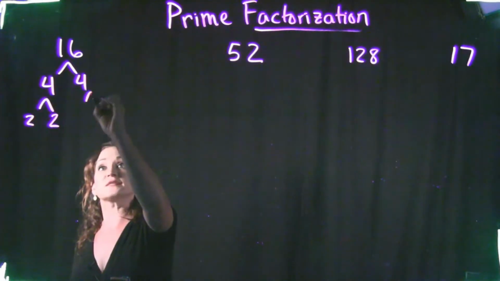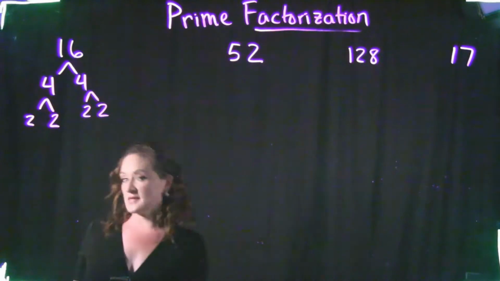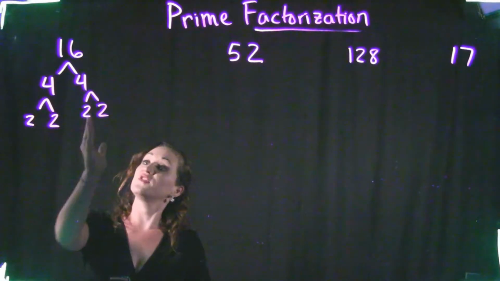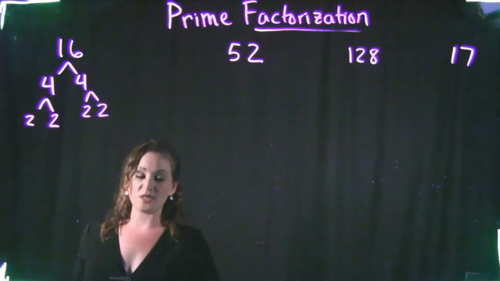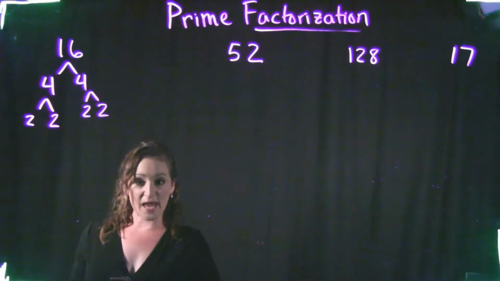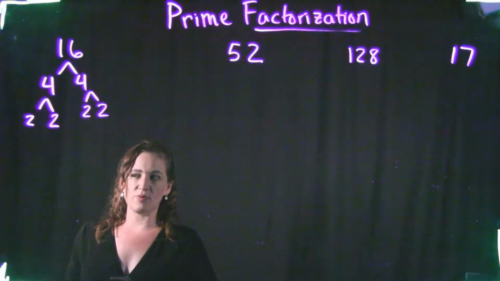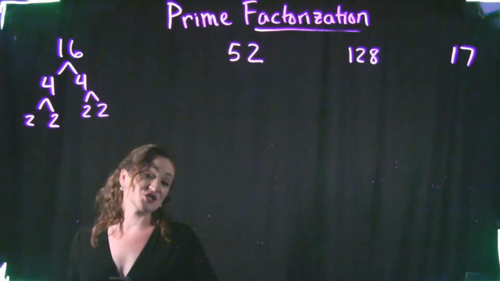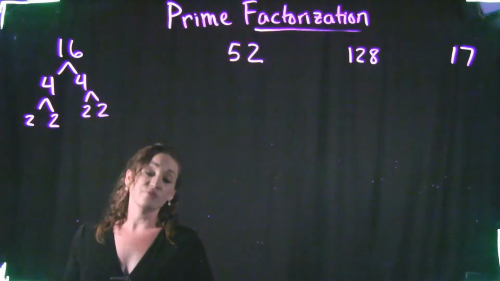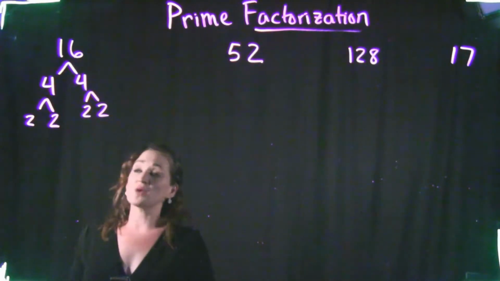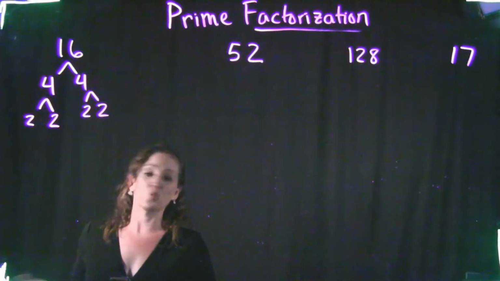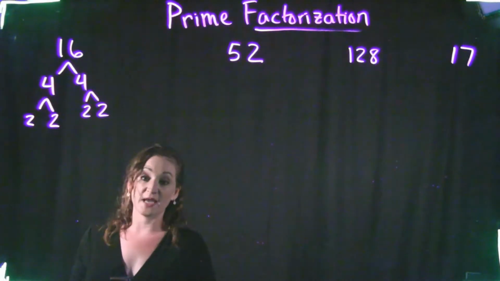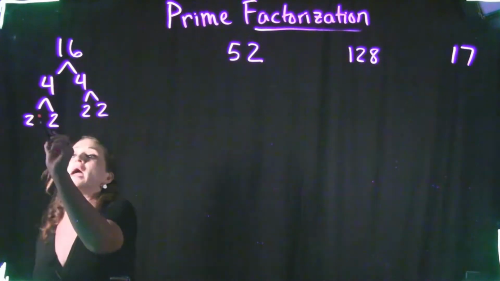Since this is a 4 also, we can break it up the same way, 2 times 2 as well. Then we need to look at the end of these branches and think to ourselves once again, is that a prime number? So is 2 a prime number? I mentioned earlier 2 is a prime number. 2 is actually the only even prime number because the only way that you can multiply to get 2 is 1 times 2. There's absolutely no other way that you can multiply to get a 2. So 2 is a prime number.